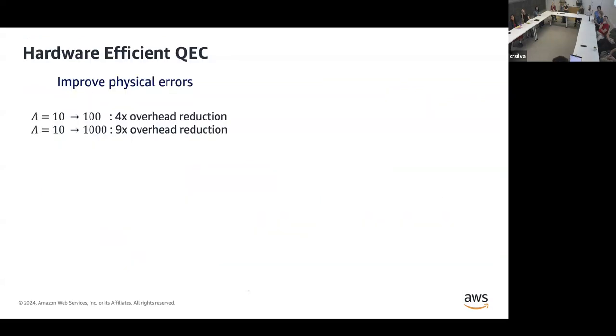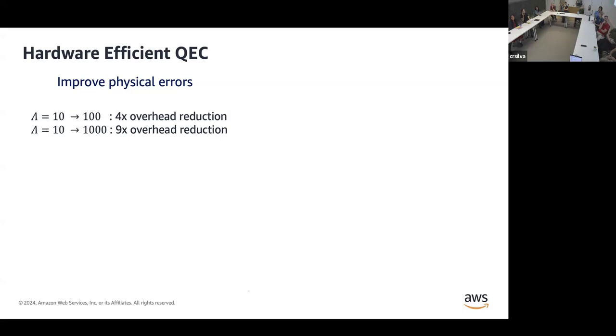what you can see is that if you increase lambda from 10 to 100, which means pushing the physical error rates a lot, reducing them 10x more, you have a 4x overhead reduction. So you have a 10x improvement in physical error rates, but only a 4x overhead reduction. And if you keep going, from 10 to 1,000, you improve a lot, so it's very unrealistic, I think, to think that we'll be able to get to these physical error rates. Then you only get, not only, but a 9x overhead reduction.